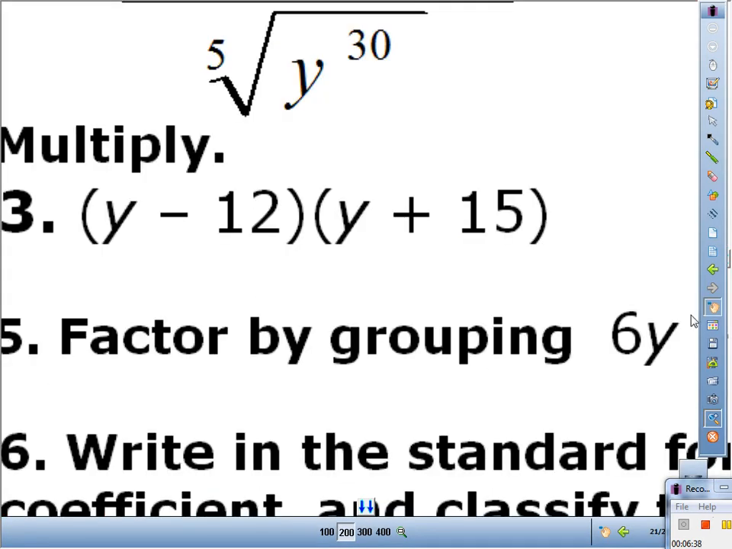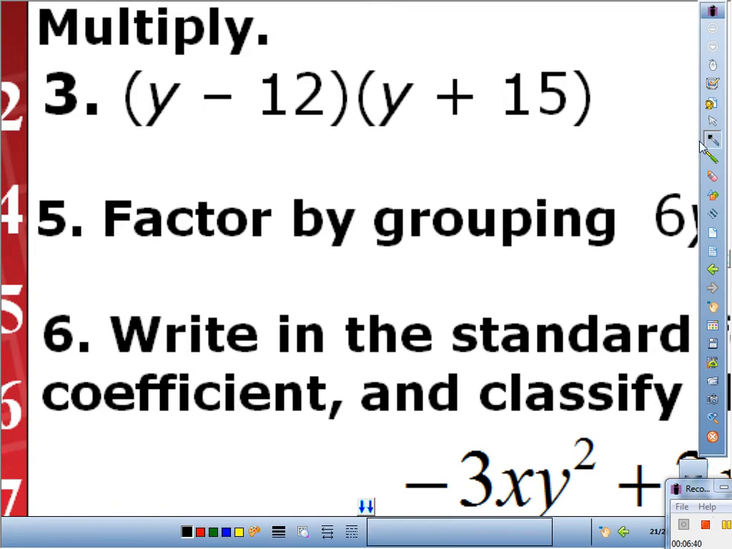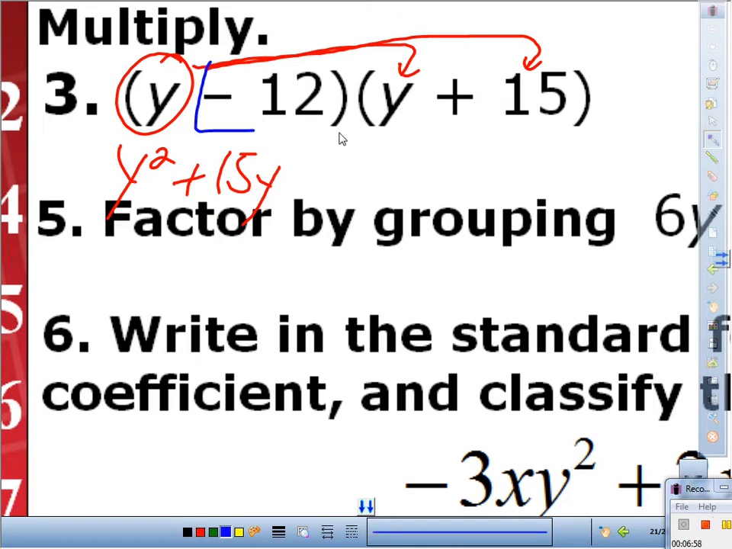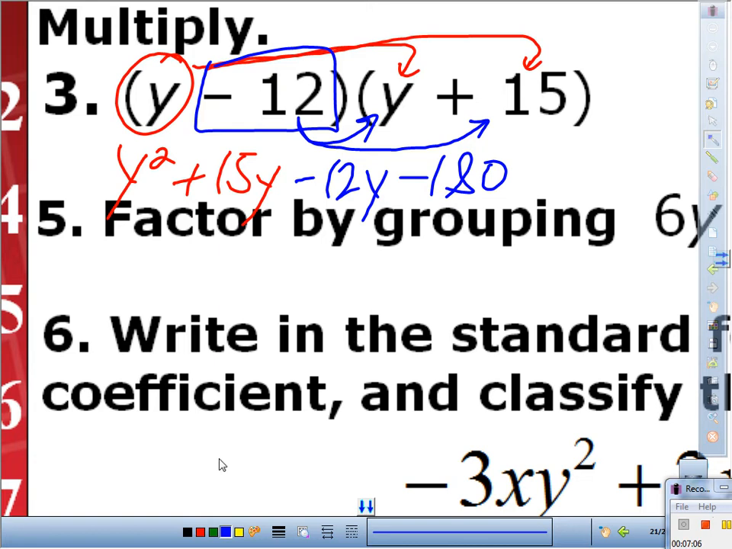Multiply. I'm going to use distributive property, but of course on the next assessment they're going to ask for area model, yes? So here we go. Y times y, that's y to the second. Y times 15, that's positive 15y. From there, negative 12 times y, that's negative 12y. Negative 12 times 15, negative 180.